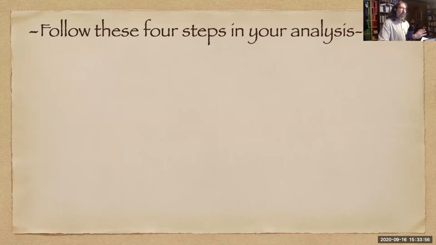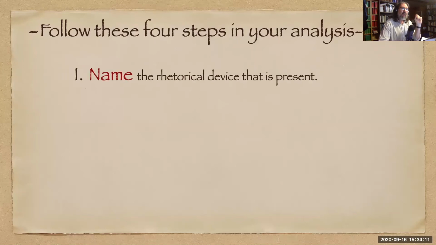Okay, how are you going to go through that? You're going to go through it by following 4 steps. So here is a sketch of how to do rhetorical analysis. First of all, name that rhetorical device that's present. For example, repetition. Repetition is a pretty standard rhetorical device where somebody says something a number of times. So name it: I see repetition going on inside this artifact.